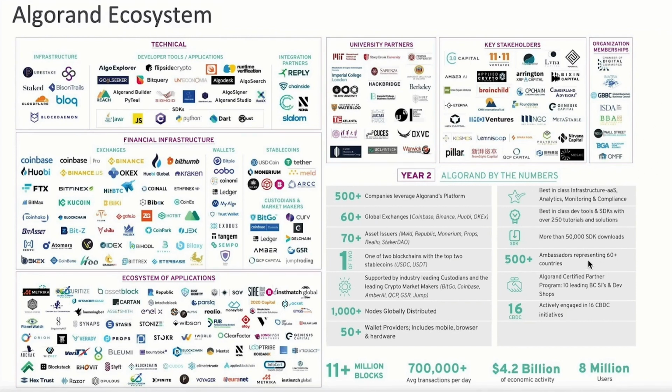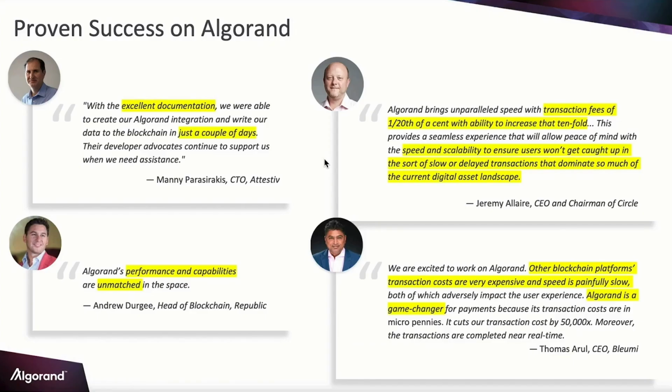Also, very big in the community. We had over 500 ambassadors. These are like our MVPs representing 60 countries as well. So you can see a lot of universities engaged, financial infrastructure, a lot of technical groups. It's really going good.